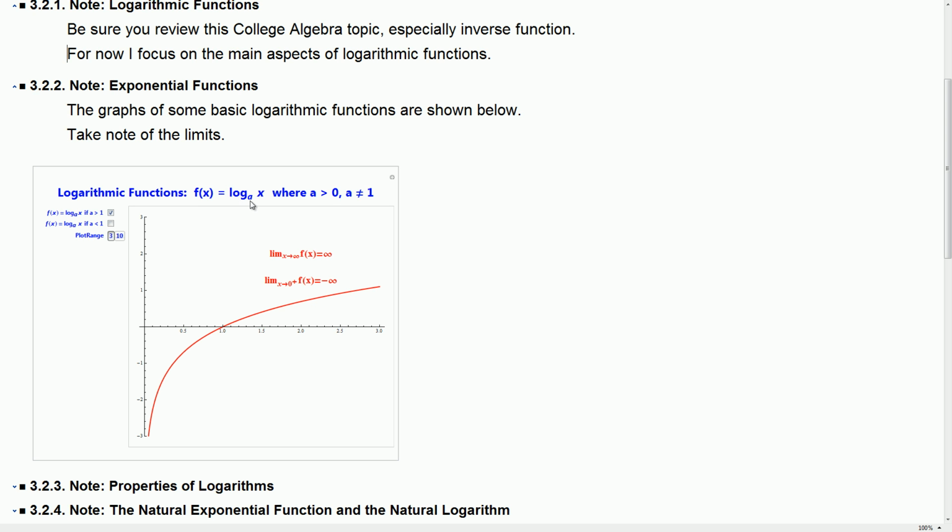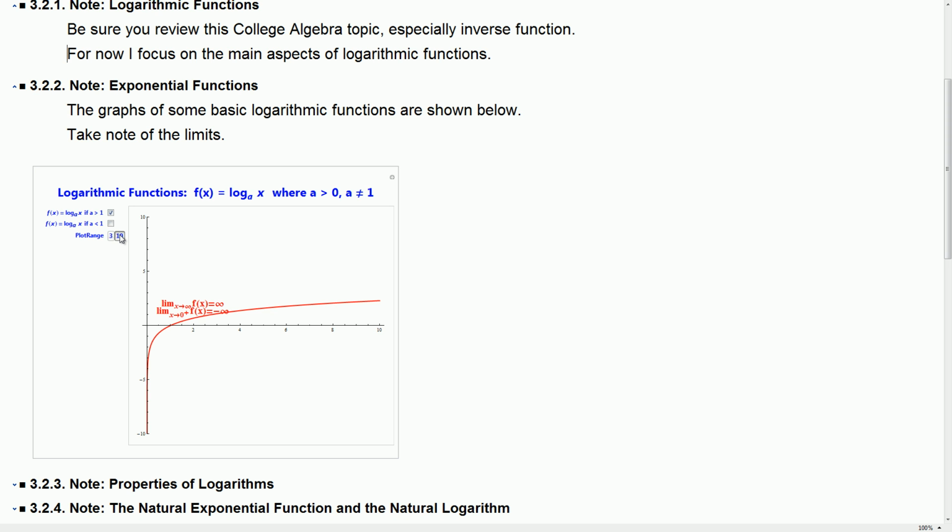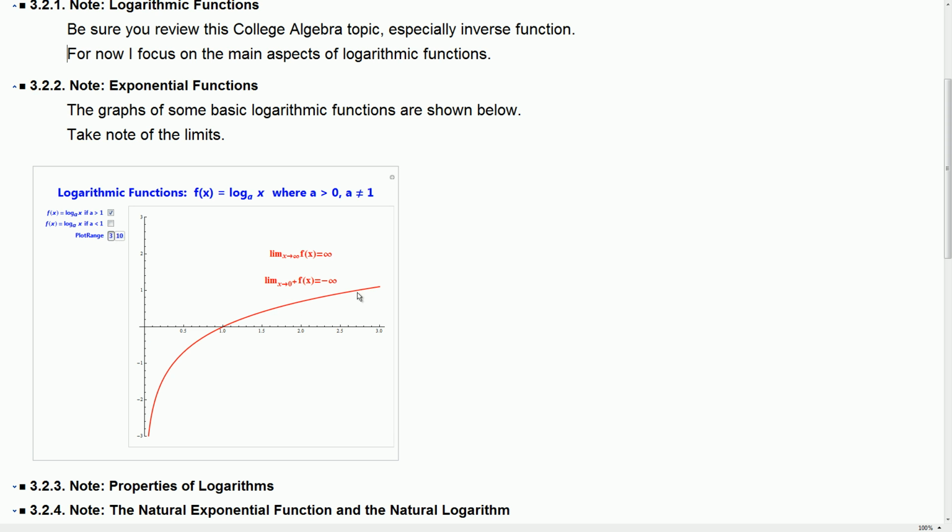Some of the properties of the graphs: if you have a logarithmic function, f of x equals log base a of x, where the base is bigger than 0 and not 1, then the graph looks like this red curve if the base is bigger than 1. As x goes to infinity, the graph slowly but surely keeps rising and rising. I can zoom out here a little bit. You can see that it goes out to infinity. It's a slow growth, but it does grow.